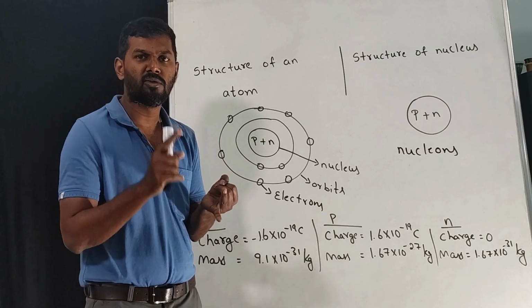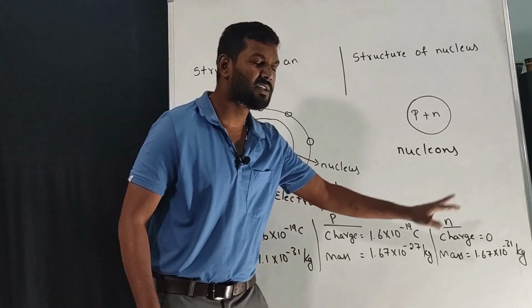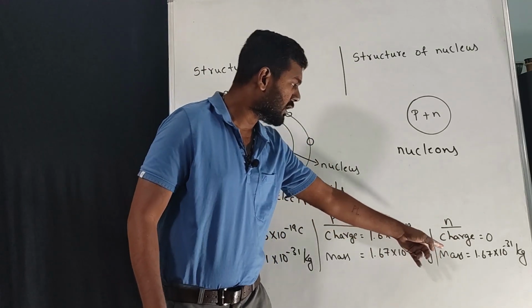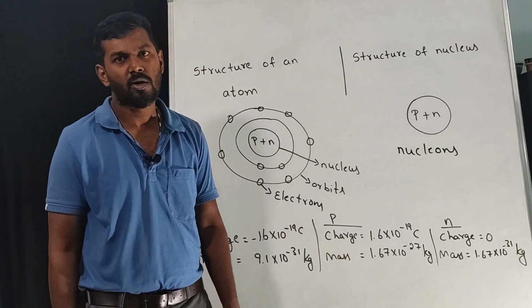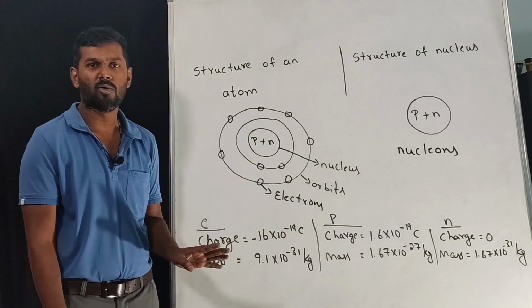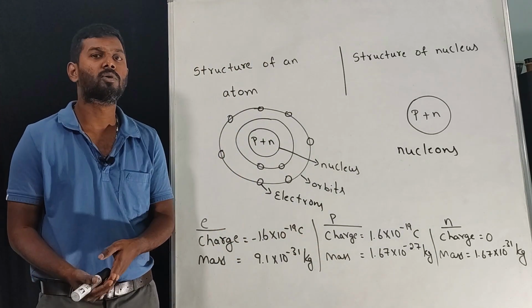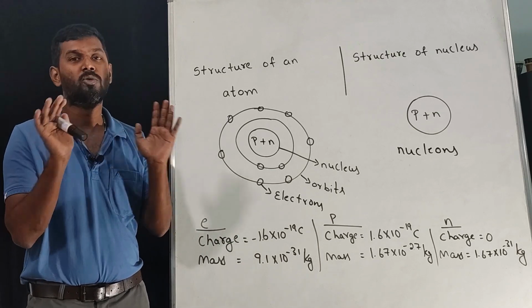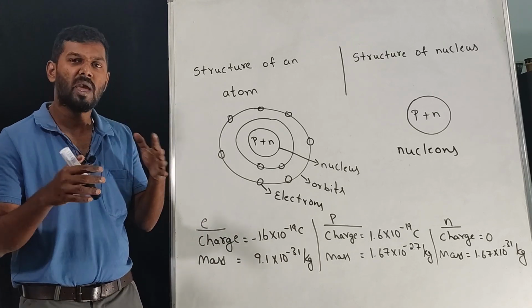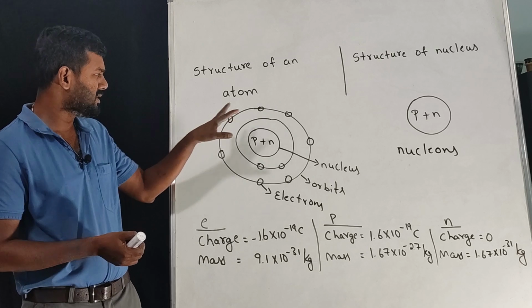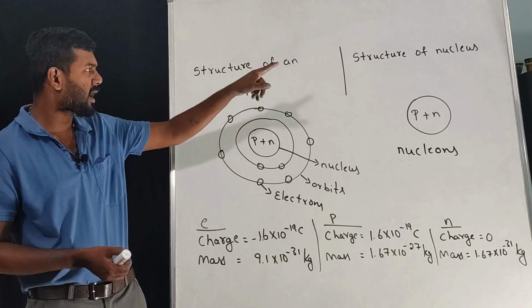Okay, they are not even positive, they are not even negative. So the charge is 0 C and the mass is equal to the mass of the proton. So if you know this much about the structure of an atom and the structure of the nucleus, that is enough to get good marks. Based on this, they may ask you a 1 or 2 mark question, just what are the constituents of an atom and nucleus.